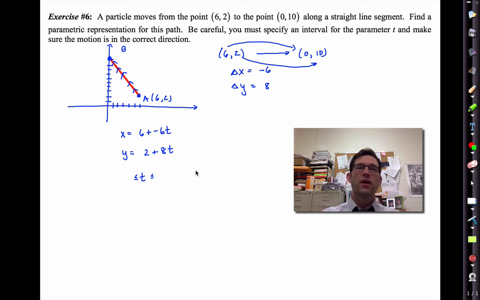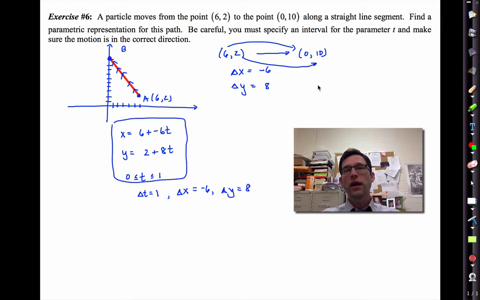All right. Well, to make sure that we start at point A, t has to start at 0. And to make sure that we end at point B, t has to end at 1. In other words, delta t must be 1. And if delta t is 1, well then delta x will be negative 6, and delta y will be positive 8, and exactly what we need to have happen will happen. So this is perfectly acceptable.